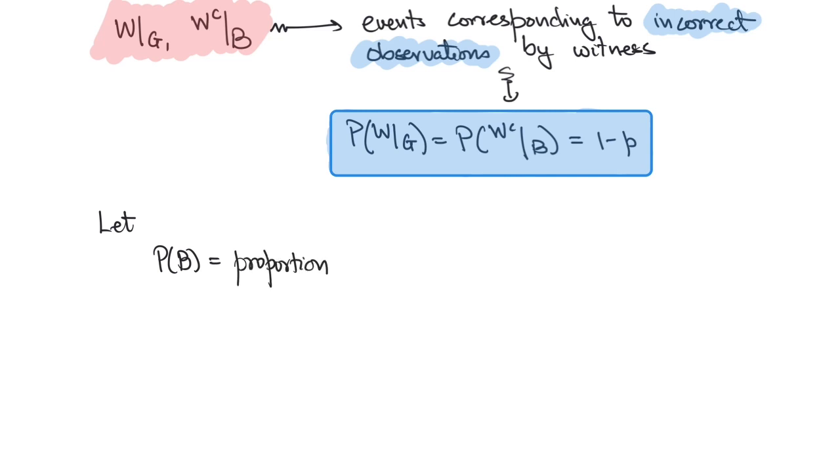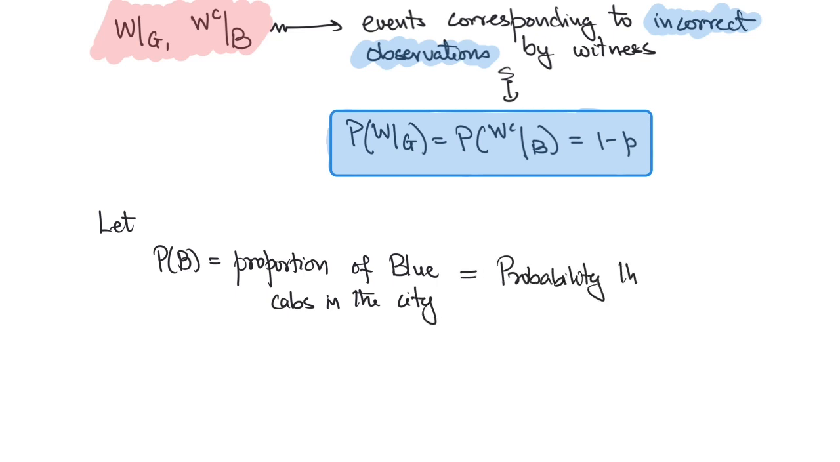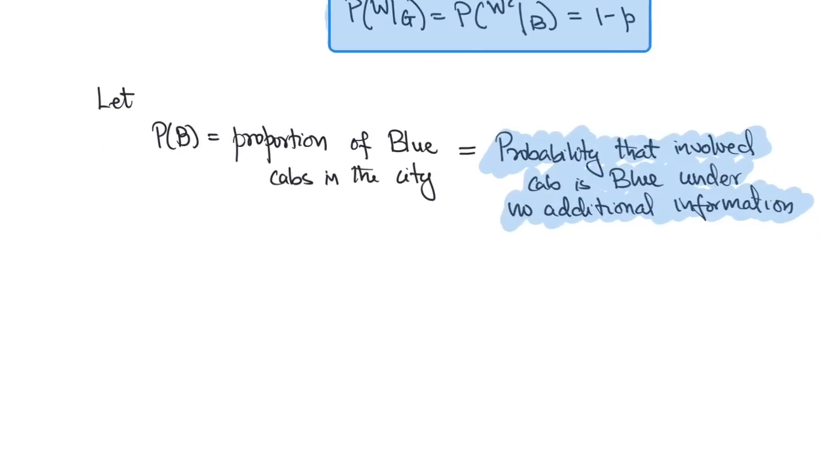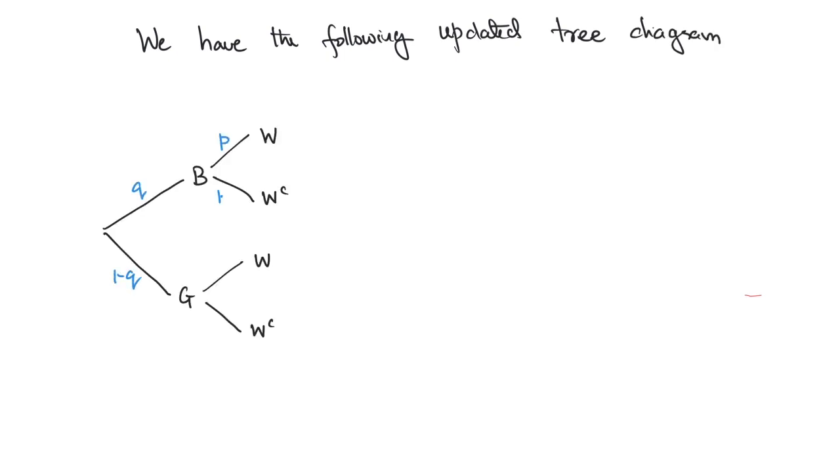Let P of B be the proportion of blue cabs in the city. And we already described that this is going to be the probability that the involved cab is a blue cab under no additional information from the witness. We'll call this number Q, which is going to lie between 0 and 1. So our updated tree diagram looks something like this, with the first stage corresponding to the color of the cab and the second stage corresponding to the witness testimony.